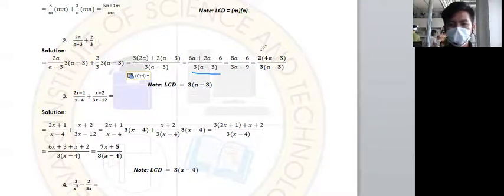So, our final answer, pwedeng ito po, 8a minus 6 over 3a minus 9, or 2 multiplied by the quantity 4a minus 3 over 3 multiplied by the quantity a minus 3. Okay?